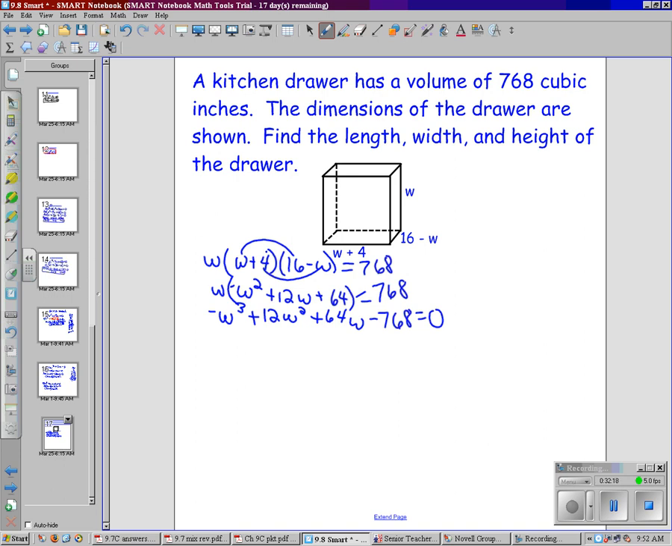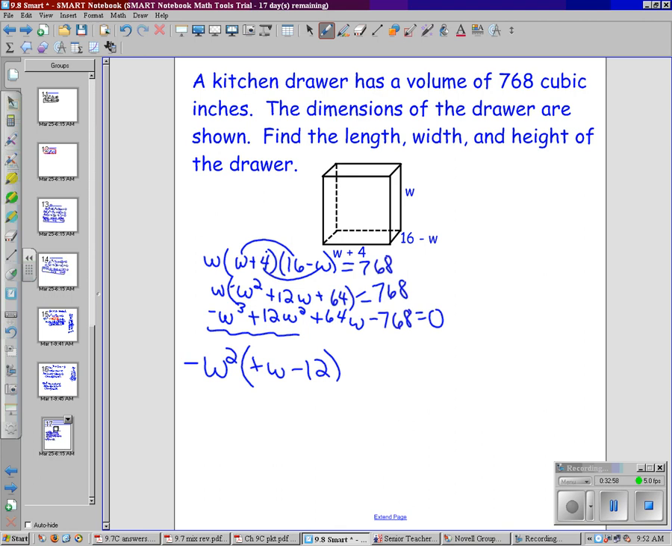So what are you going to take out of these first two? W squared. W squared, what are you left with? Negative W plus 12. Wouldn't it be nice if we could take out a negative W squared? We could take out that negative out front, and that would make that a positive W and a minus 12. That would make life a little easier, wouldn't it? We took out a negative 1 and a W squared. What about the 64W minus 768?